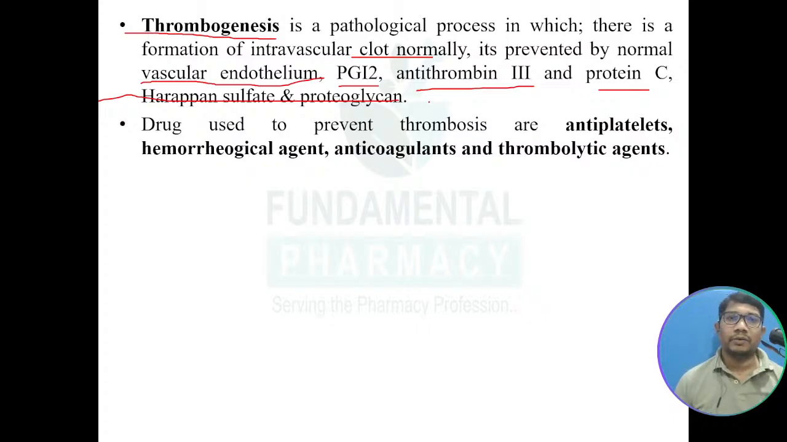So here, the smooth endothelium of the blood vessel, prostaglandin, antithrombin 3, protein C, heparan sulfate, then proteoglycan, and also one more factor, heparin, and rapid flow of blood. These things inhibit blood clotting normally.